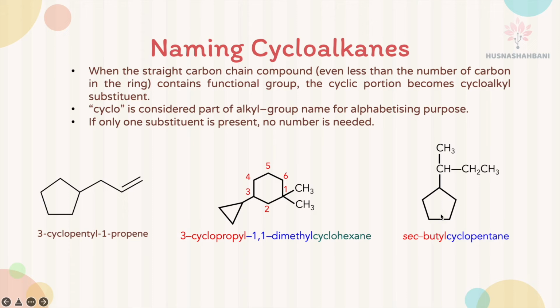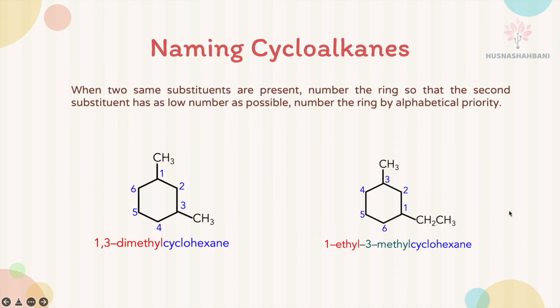If only one substituent is present, no number is needed. So the parent is cyclopentane and there is only one substituent, because only one bond is attached to the parent. The substituent is sec-butyl. Sec-butyl has a methyl at carbon number 1 of the branch. That is sec. So the name of this compound is sec-butylcyclopentane.